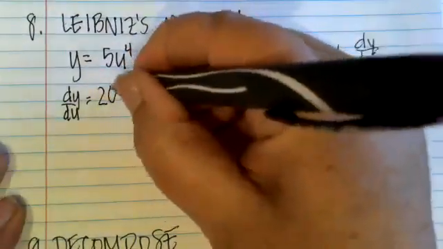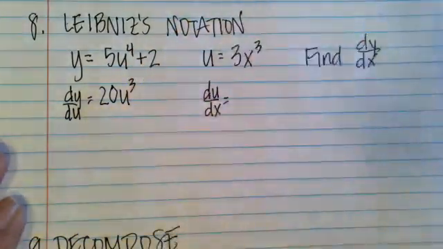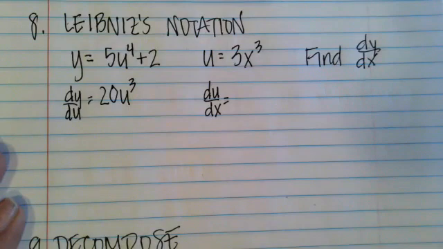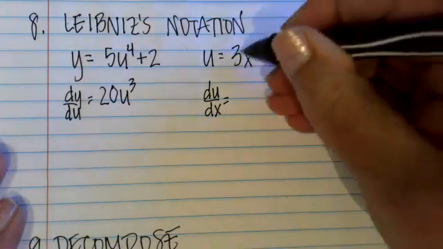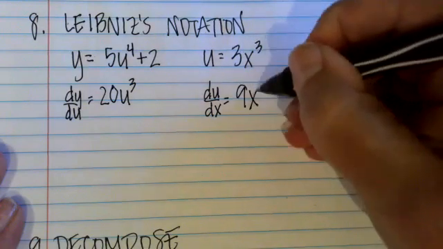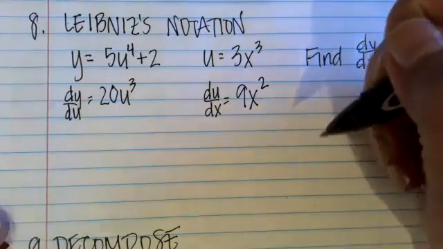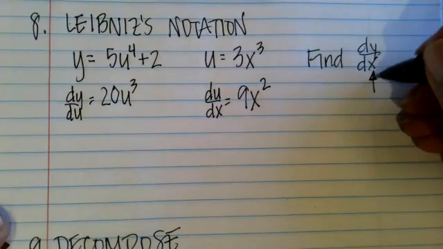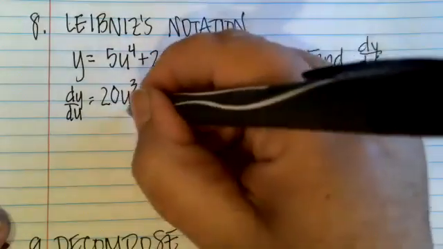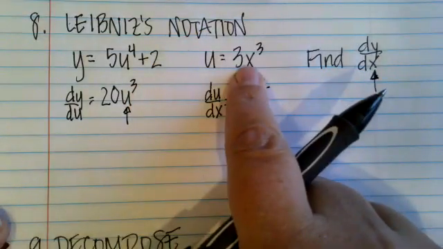So power rule would say bring the 4 down front. So that's 20. U, decrease it by 1, cubed. And then 2 is just a constant, so it's 0. So that's it. There, that wasn't so bad, was it? And then we're going to do the same thing here. Bring the 3 down front. 3 times 3 is 9. X, decrease it by 1, squared. And then the only problem is because I'm finding dy dx, the only variable I'm allowed is x. So the only thing you have to remember is to change that u into a 3x cubed.